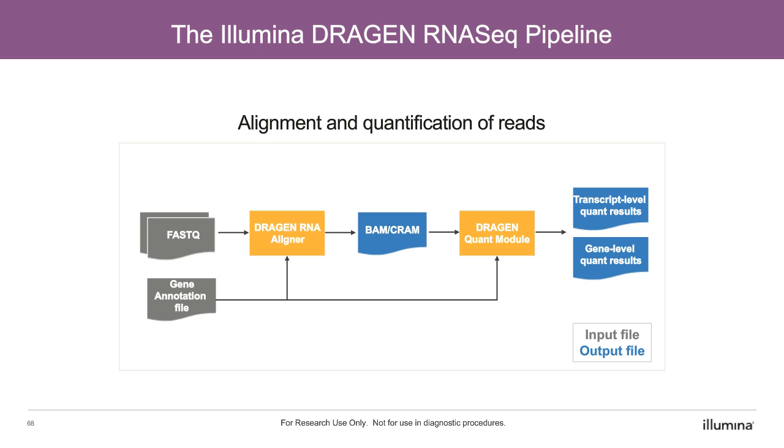The DRAGEN RNA pipeline does not perform differential expression analysis. So you can use a third-party tool such as DESeq2 for DESeq analysis. Now, if you're using BaseSpace or if you're using cloud mode, you can use the DRAGEN differential expression app, and that will give you your differential expression results. Now, one other thing to note, the gene annotation file for this pipeline must be in GTF or GFF format. GFF3 format is not going to be supported.